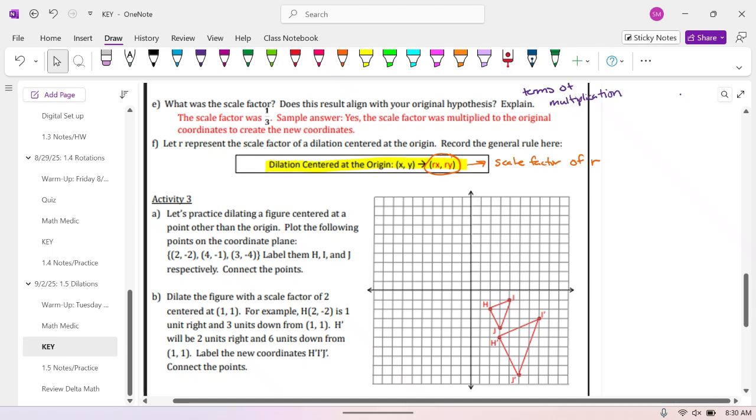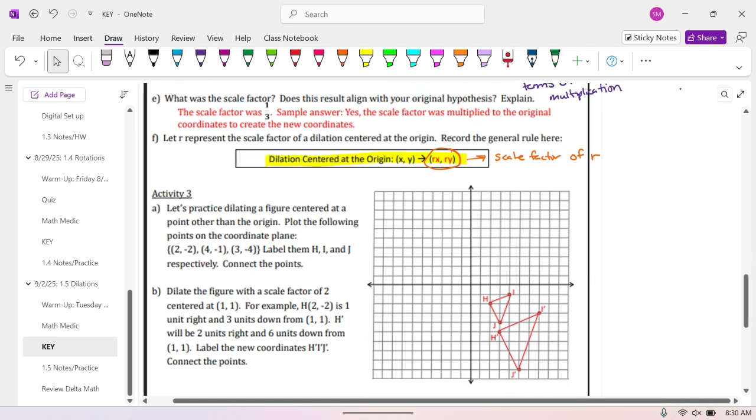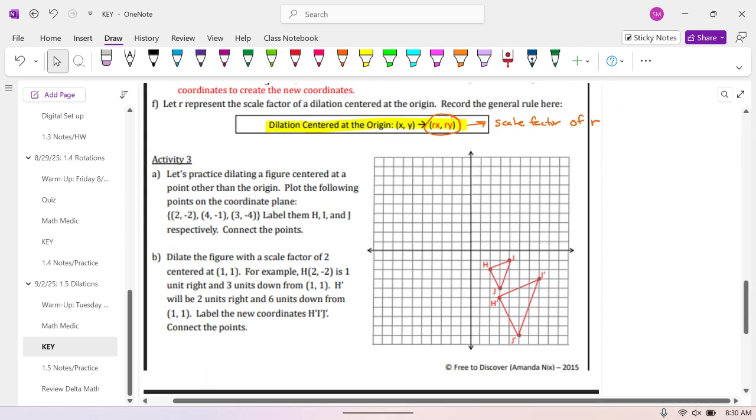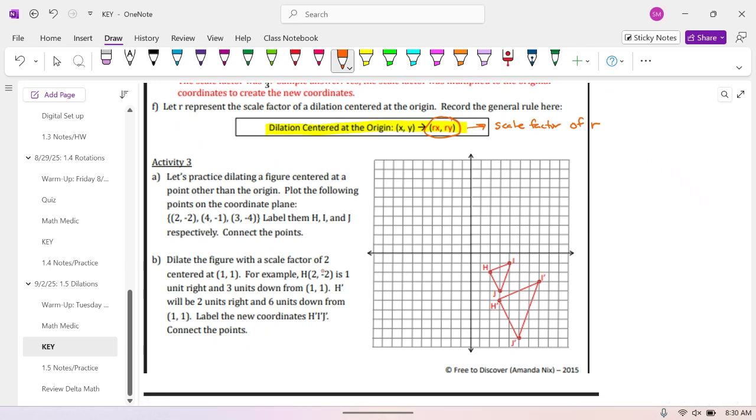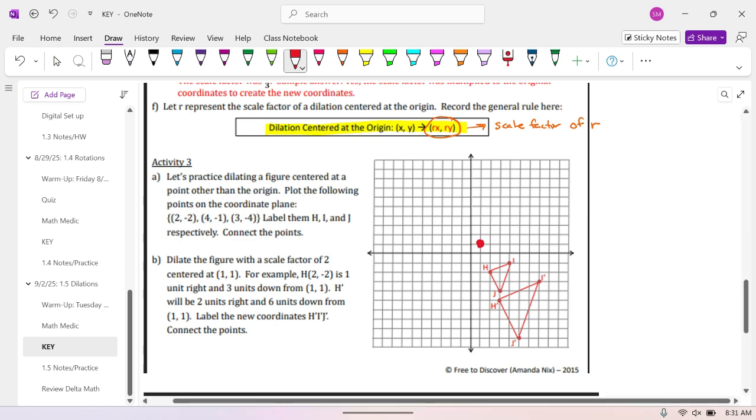Now, activity 3, if you got it, great. This one was more of could you figure it out? But typically in this class, I just expect you to know how to do it around the origin. All right. So I'll still talk about 3. So if you're practicing dilating centered around a point other than the origin, you already plotted HIJ, and you want a scale factor of 2 centered at the point (1, 1). So if it's at the point (1, 1), that's this point right here. So instead of the origin, we're doing it based off of (1, 1).